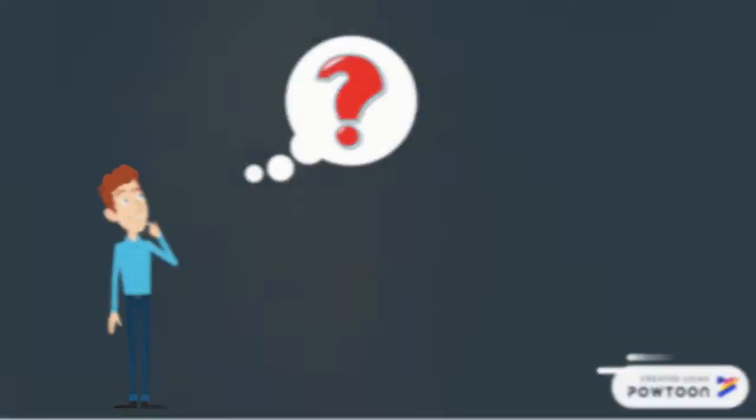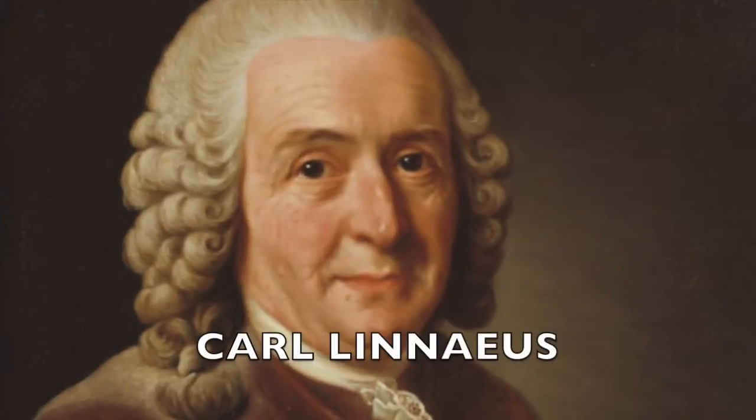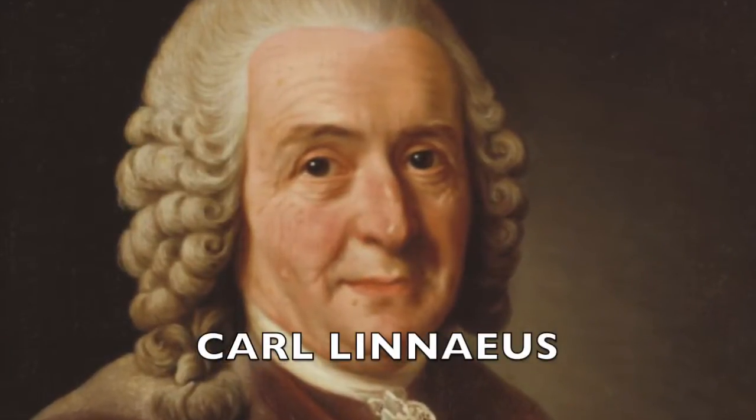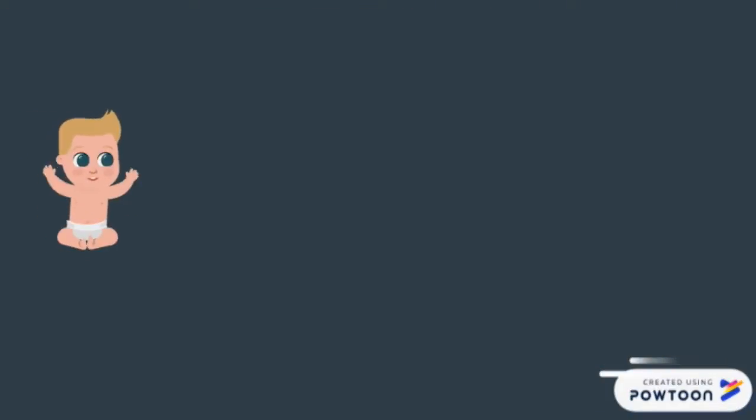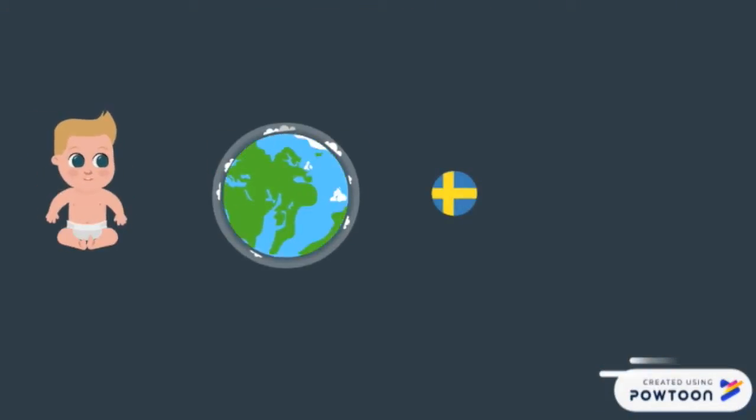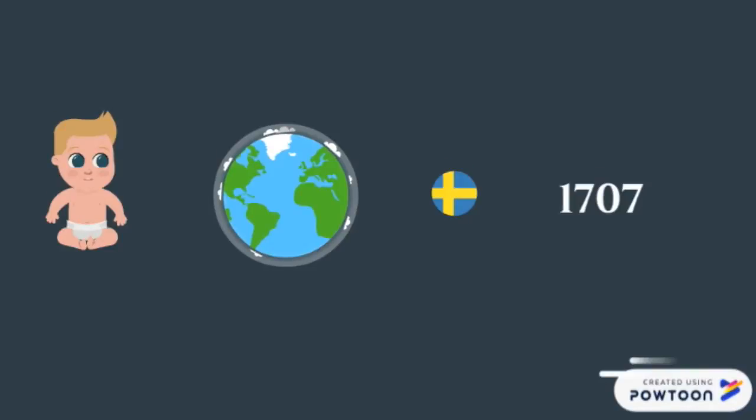Well, you can thank this guy, Carl Linnaeus. He's the man responsible for creating the system that names and groups animals together based on what they look like. Carl was born way back in 1707 in Sweden, and although he didn't enjoy school very much, he did enjoy learning about plants.